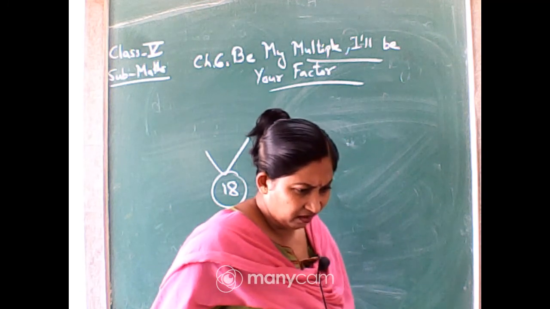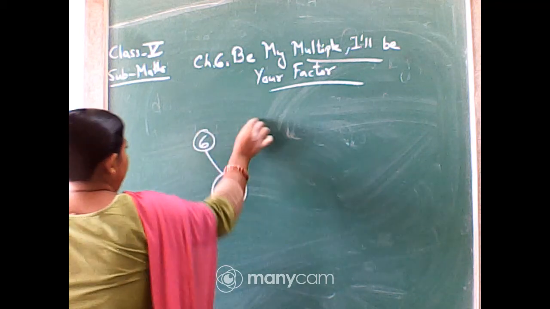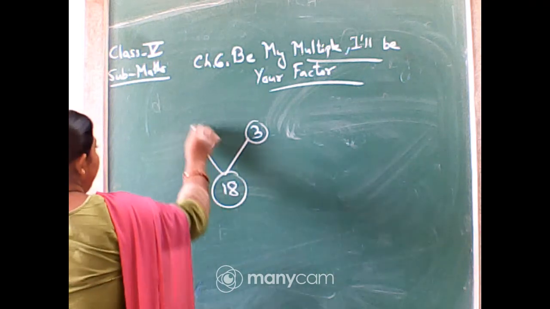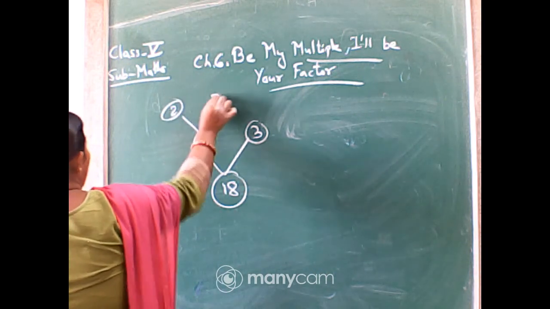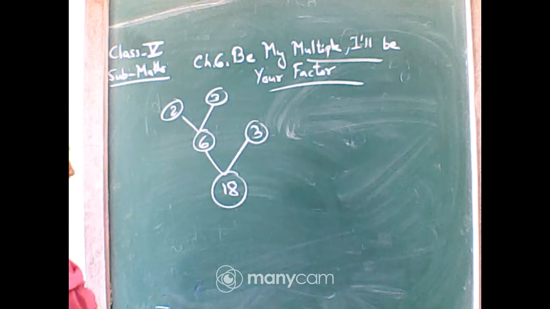2 and 3. 18, 6, 3. 6 into 3 is 18. Now 3 is a prime factor, a prime number, you cannot divide it. Now divide this 6, it is 2 and 3. Now 2 into 3 into 3, 18. Clear? Any more can you make the factor tree for 18? One is 9 into 2 and one is 6 into 3. Any more? No, you can't, okay.